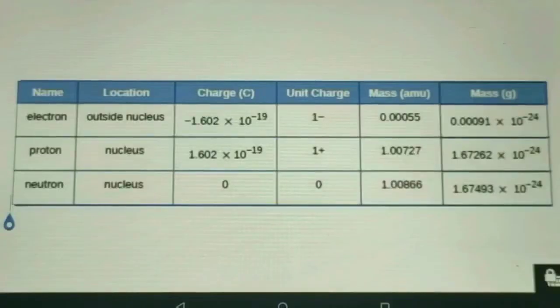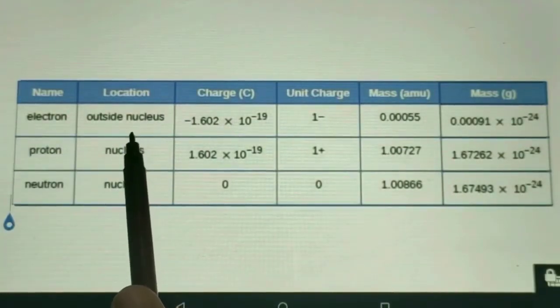Now, charged particles in matter. Whenever we rub two objects together, they become electrically charged. This is because atom contains charged particles in them. Therefore, atom can be divided further into particles, that is protons, electrons and neutrons. So here we can see that electron location is outside the nucleus.